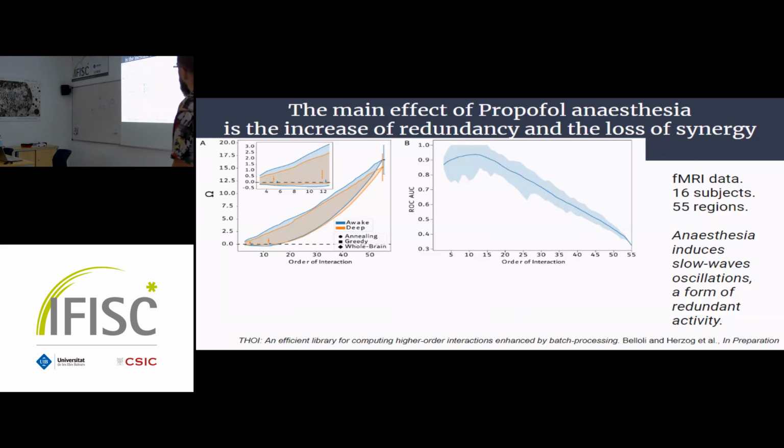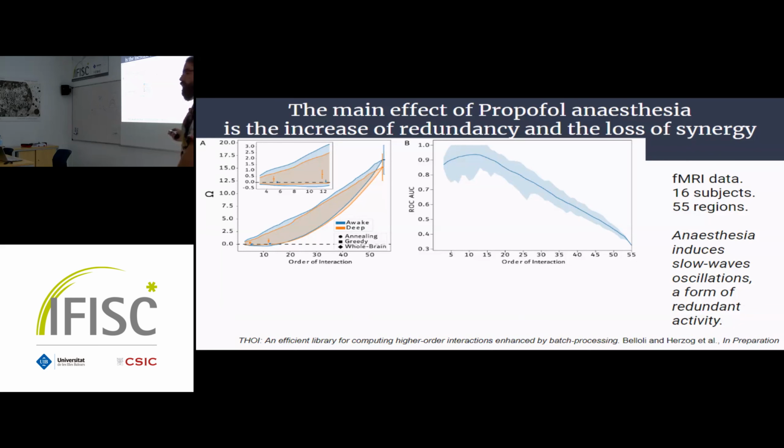When we do the greedy approach for the O information again, we see that awake shows at all orders of interaction more redundancy than deep anesthesia. And when we look at lower orders, again, we see these synergies confined to lower orders of interaction in awake, and the deep anesthesia is reducing these synergies.